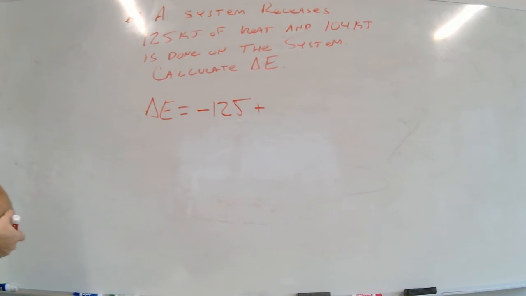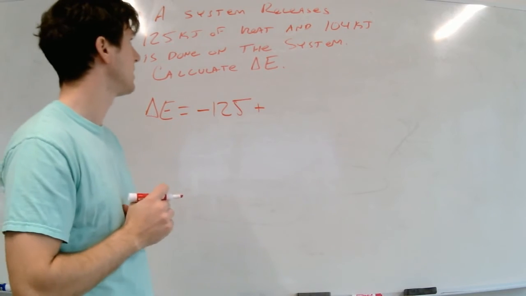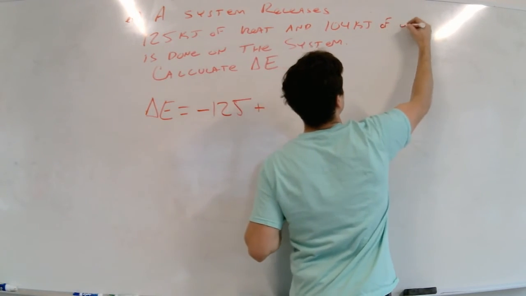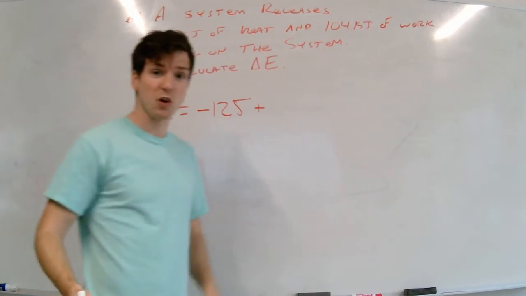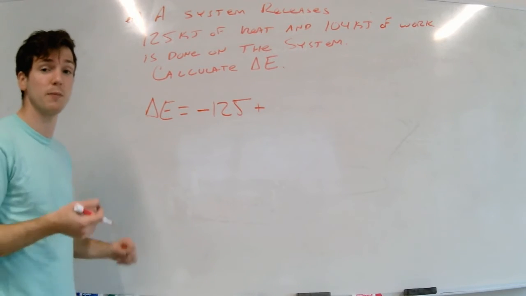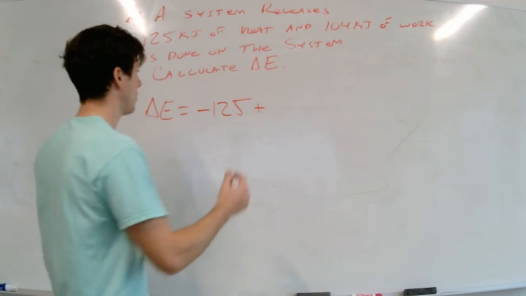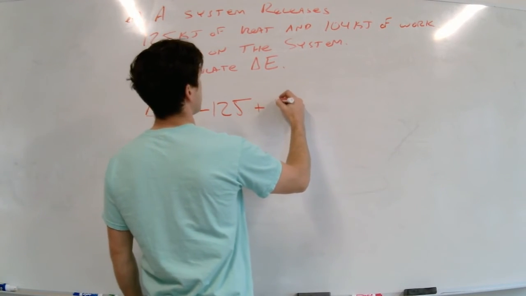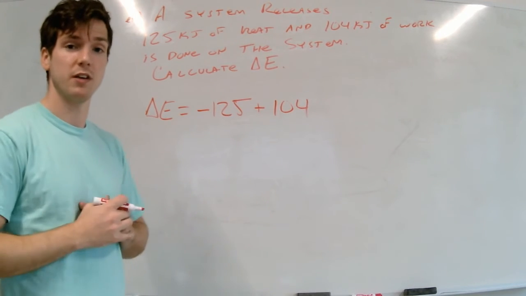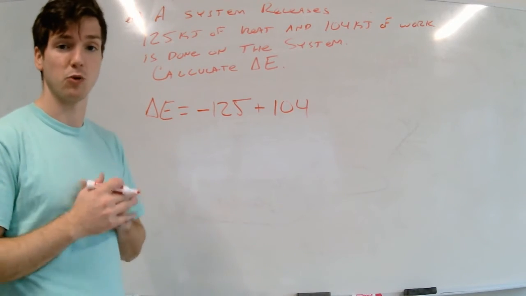And then 104 kilojoules of energy is done on the system. So 104 kilojoules, let's say, of work is done on the system. So if you're doing work on something, you're putting energy into it. So if work is being done on the system, energy is put into the system. And remember, if heat or energy is going into something, it's going to be positive. So it'll be positive 104. Okay? If you're doing work, released. If work is being done on something, absorbed. So released, negative, absorbed, positive.